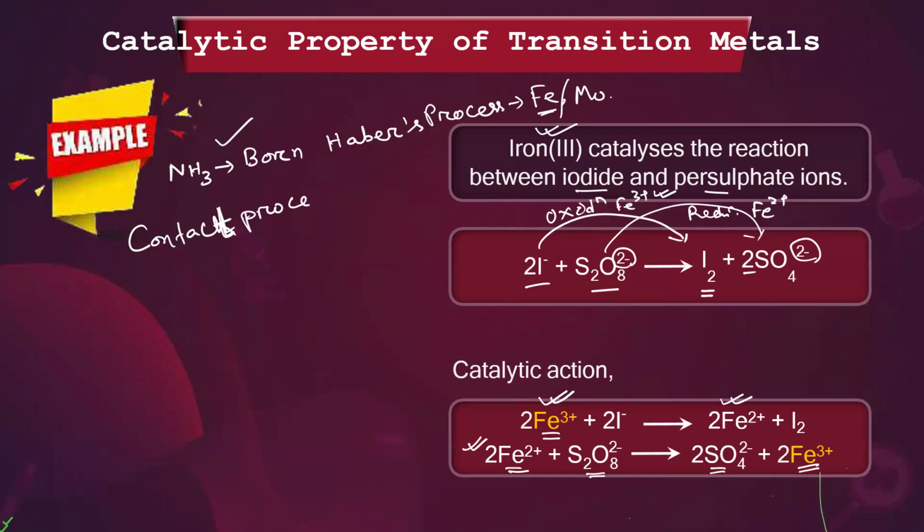In the contact process, concentrated H2SO4 is prepared. Previously platinum was used as a catalyst; nowadays, due to advancement, V2O5, vanadium pentoxide, is used as a catalyst. Okay.